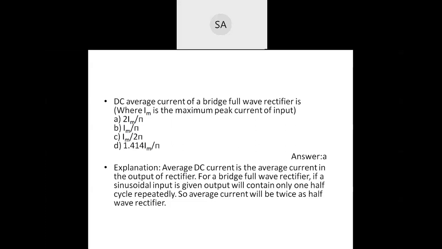Here we also have the explanation for that one. Average DC current is the average current in the output of the rectifier. For a bridge full wave rectifier, if a sinusoidal input is given, the output will contain only one half cycle repeatedly. So the average current will be twice that of the half wave rectifier. IM by pi is for the half wave rectifier, so in the bridge rectifier you will get twice that, which means 2 IM by pi.